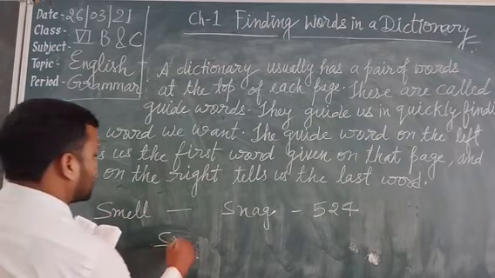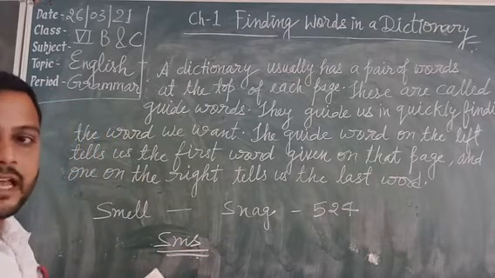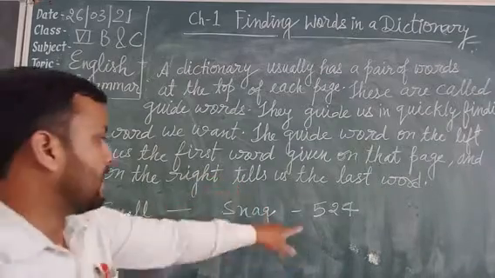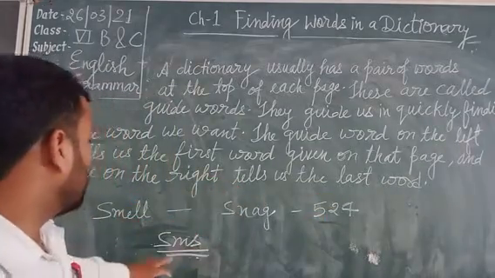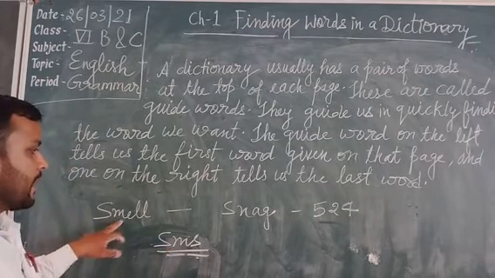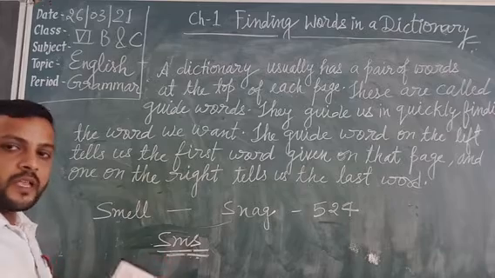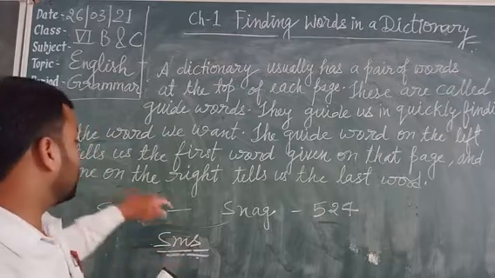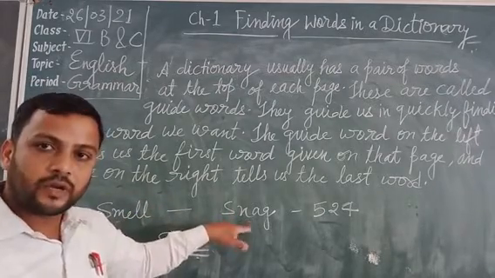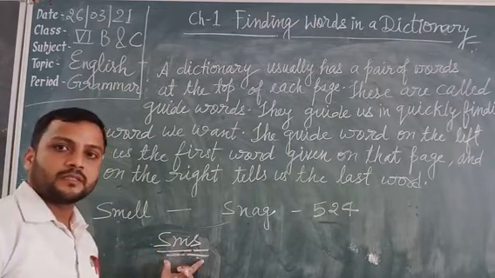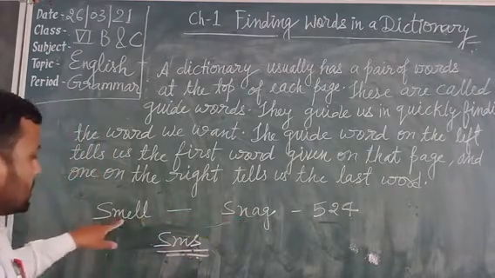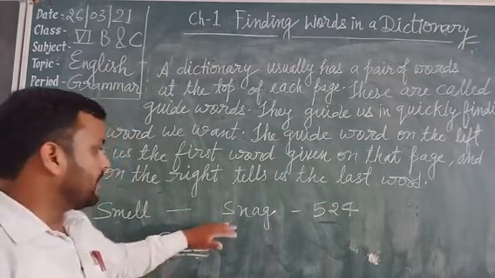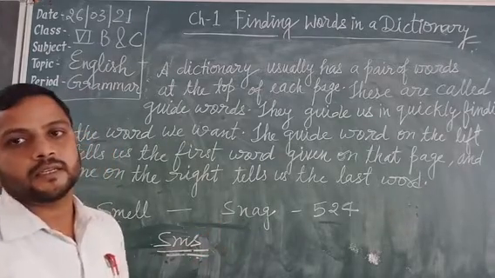Suppose you have to find out SMS and you have to write the page number. It is given at page number 524. I have written here in this dictionary only. So SMS, SM is here and again S is here. So you can easily find this word using the guide words smell and snag. You can easily know that SMS will be on this page in the dictionary.